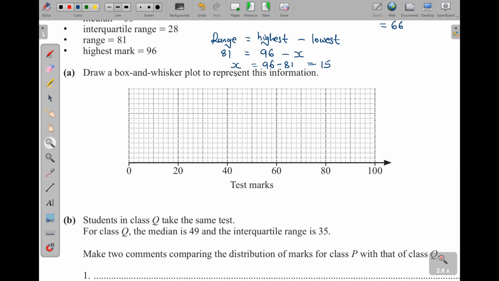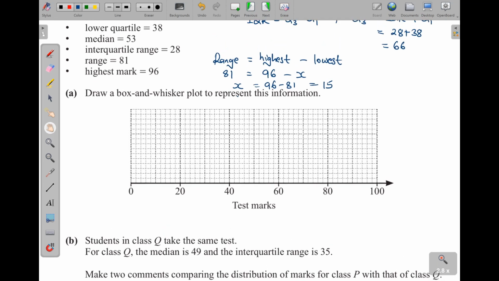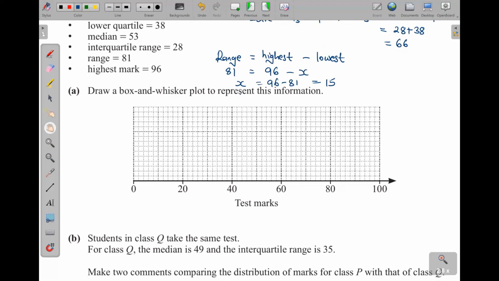So when I come here to draw, each small box here is equivalent to 1 unit. Okay, each small box is equivalent to actually 2 units, because you will get 20 and then you divide by the 10 small boxes in between there. So I'll get my ruler, and then 15 here, this will be 10, then 15 will be in the middle here.